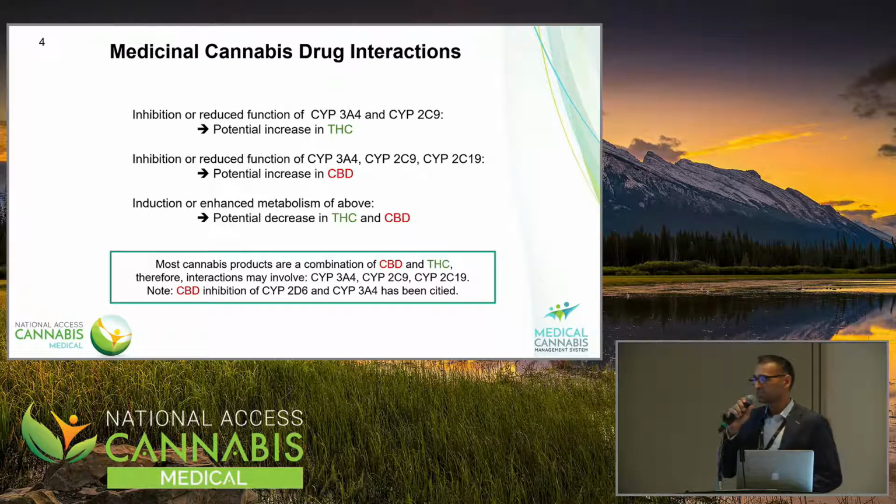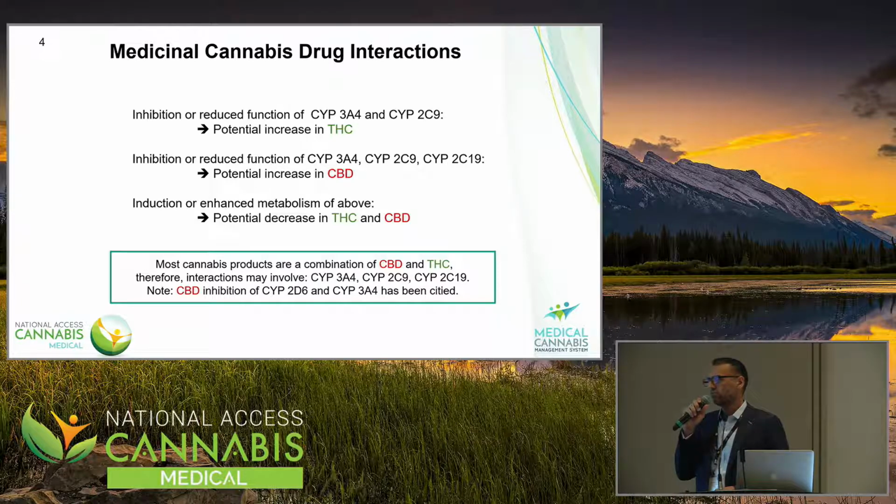The reality is that most cannabis products are a combination of CBD and THC. So the interactions may involve all of these enzymes. And there are also reports of inhibition of cytochrome P450 2D6 and 3A4 that has been cited as well.